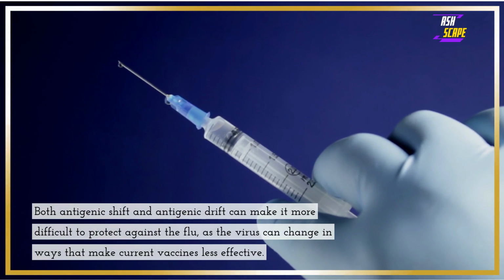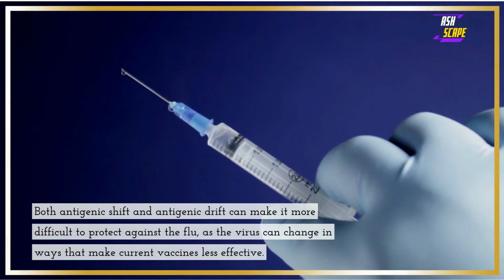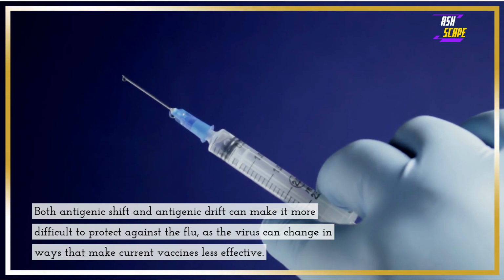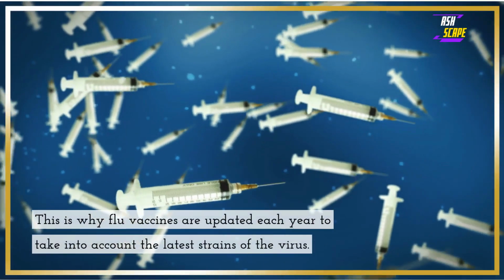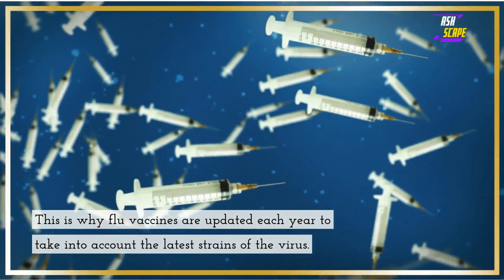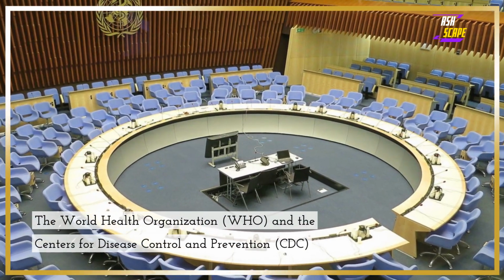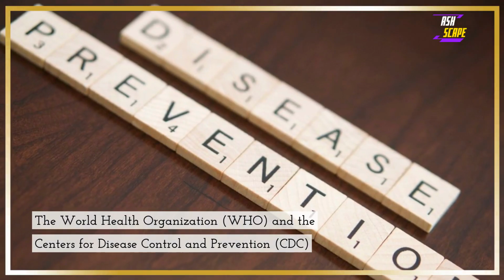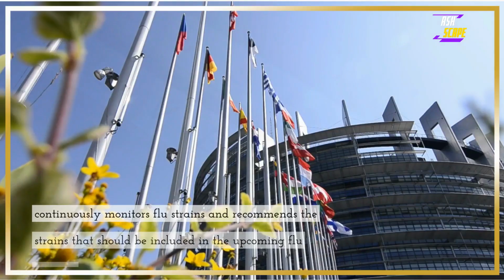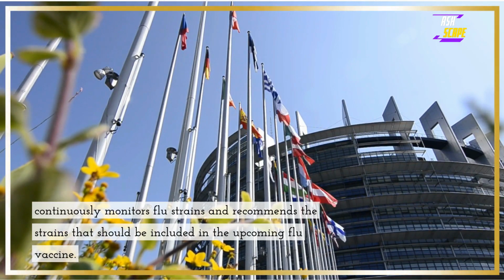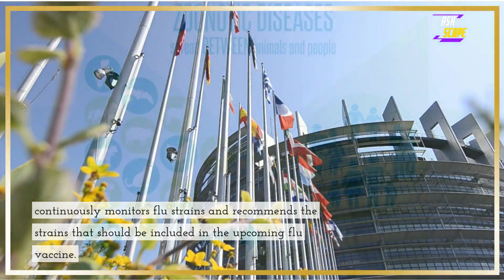Both antigenic shift and antigenic drift can make it more difficult to protect against the flu, as the virus can change in ways that make current vaccines less effective. This is why flu vaccines are updated each year to take into account the latest strains of the virus. The World Health Organization, WHO, and the Centers for Disease Control and Prevention, CDC, continuously monitor flu strains and recommend the strains that should be included in the upcoming flu vaccine.